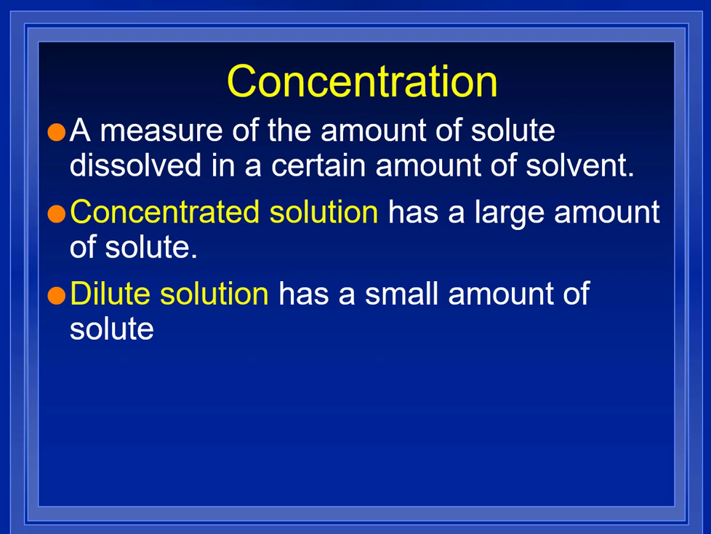Now, people don't have problems with these ideas because these names make sense, right? Concentrated means it's got a lot of stuff. It's all concentrated in that spot. Dilute means it's all spread out. Got a little bit dissolved in a lot of space. But where people make the mistake is they get confused with saturated, unsaturated. They're completely separate questions.